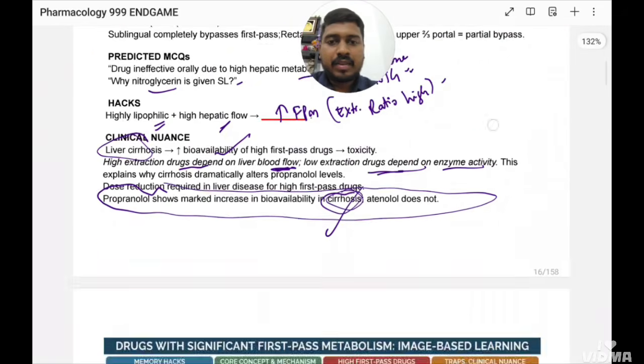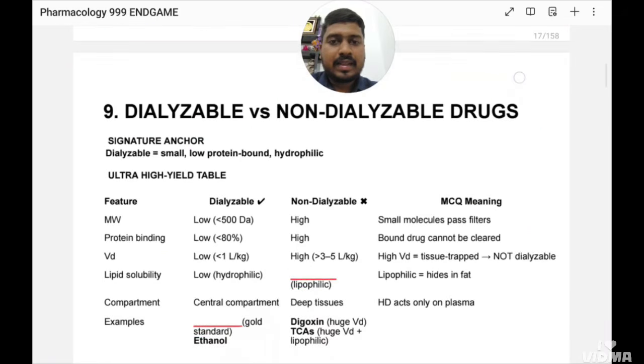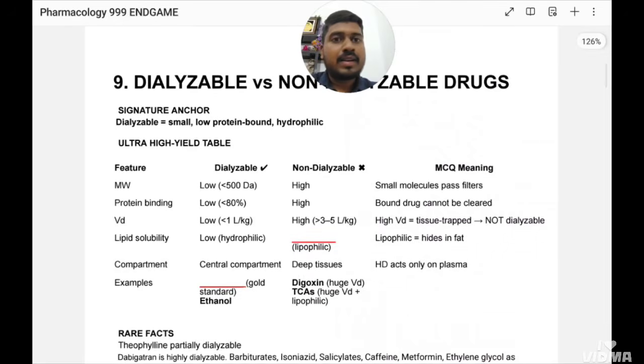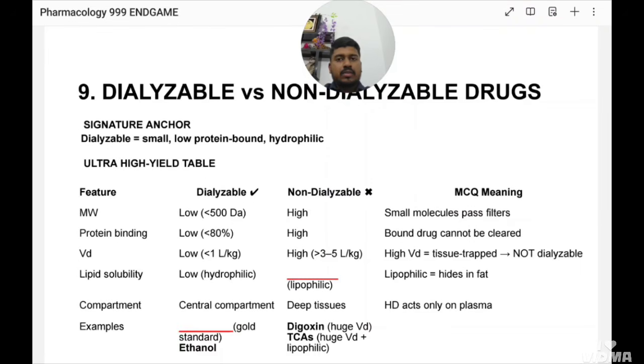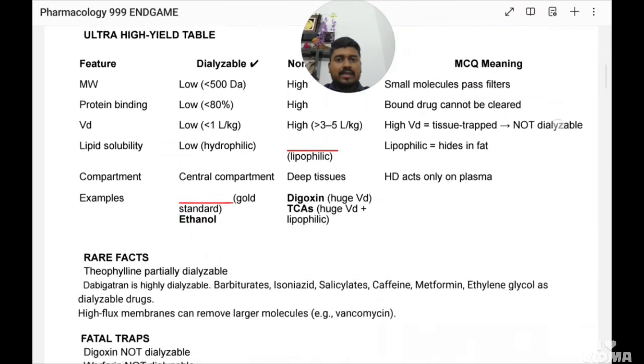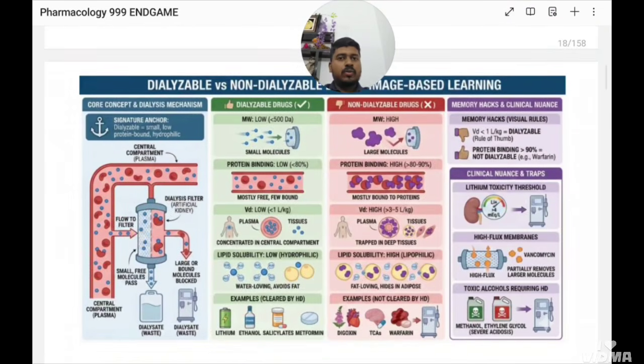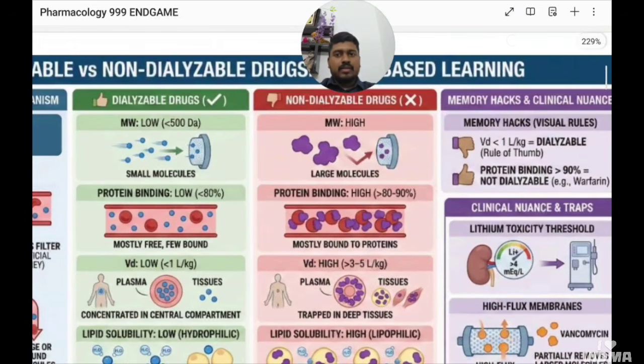Okay, so we'll go to the next topic, that is dialyzable versus non-dialyzable drugs. There are certain properties which you need to know to tell whether the drug is dialyzable or not. Okay, so we'll go through this. Whatever is in green is dialyzable and whatever is in red is non-dialyzable. First is depending on the size, very easy.